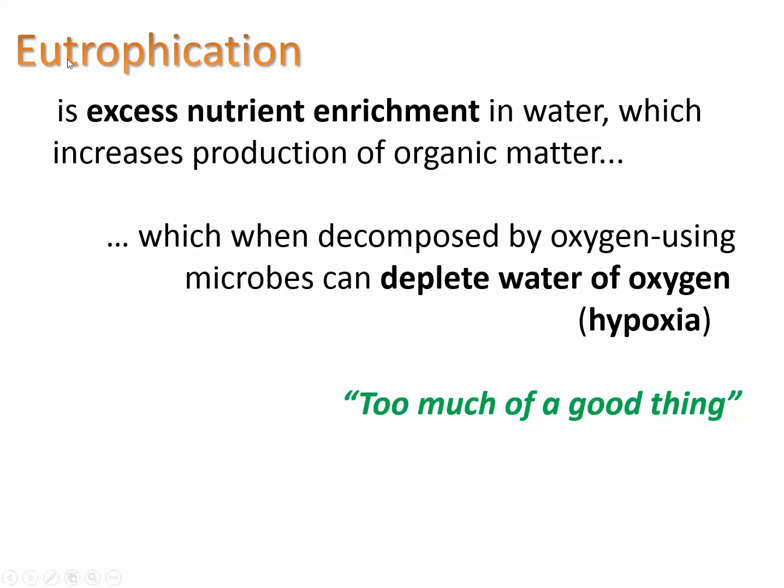Now, eu means good. That's what it means as a root word. And trophication means nutrient. So this is where you have excess nutrient enrichment in the water, which increases production of organic matter. By organic matter, you should think of plants and algae growing very fast because they have now excess nutrients. Now, when these algae and plants decompose, they are being decomposed by or eaten by oxygen-using microbes, which can deplete water of oxygen, creating a condition that we call hypoxia. So eutrophication is really too much of a good thing. It's too much fertilizer going into a waterway.